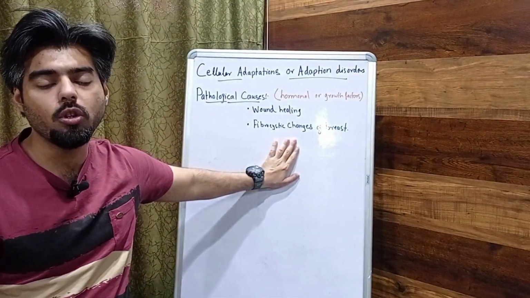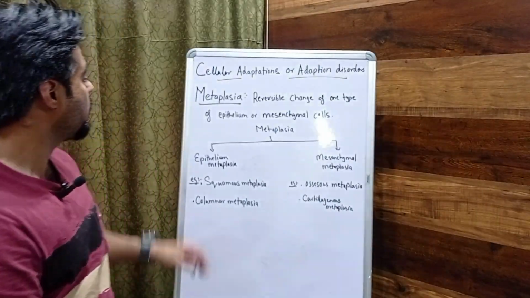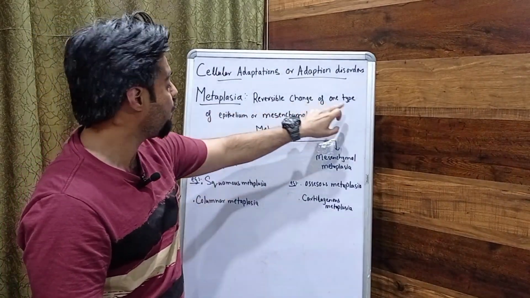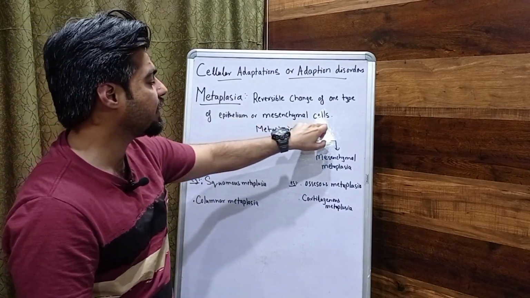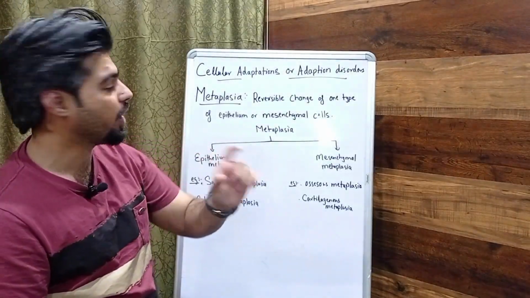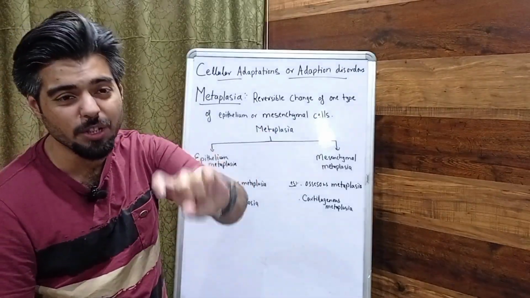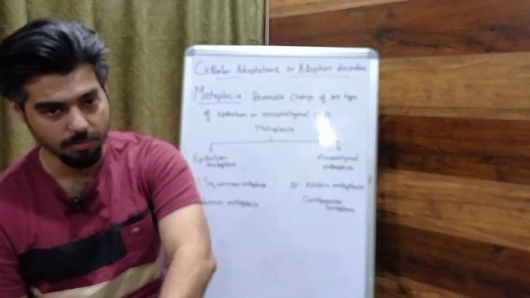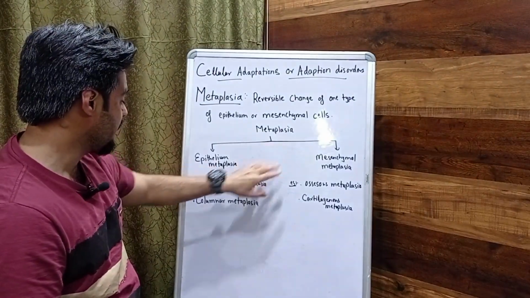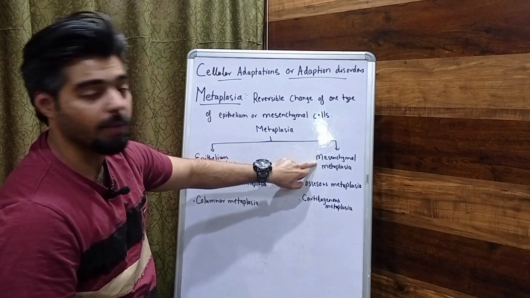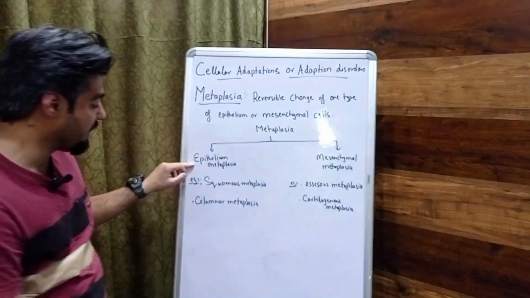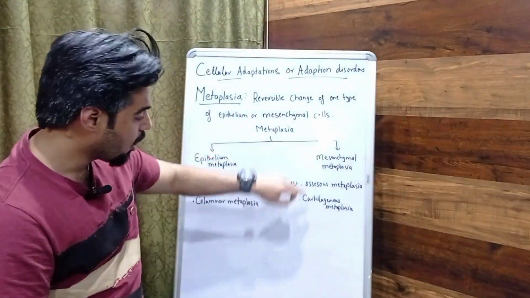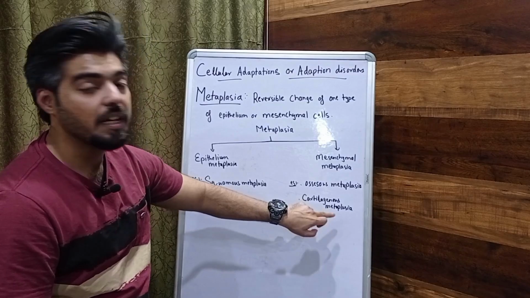Okay, now let's come to metaplasia. So guys, coming to metaplasia. What is metaplasia? It is a reversible change of one type of epithelium or mesenchymal cells. Fine, or you can say there occurs a reversible conversion of one epithelium to another epithelium, or of one mesenchymal cell type to another type of mesenchymal cells. Now they are divided into two types, that is epithelial metaplasia and mesenchymal metaplasia. What are the examples in epithelial metaplasia? Squamous metaplasia and columnar metaplasia, and in mesenchymal metaplasia, osseous metaplasia and cartilaginous metaplasia.